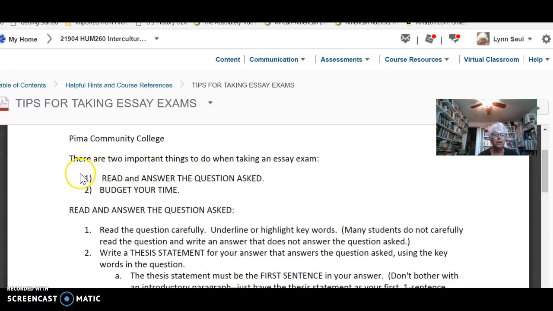So it indicates here that there are two important things to do when taking an essay exam. The first is to read and answer the question asked. And the second is to budget your time.